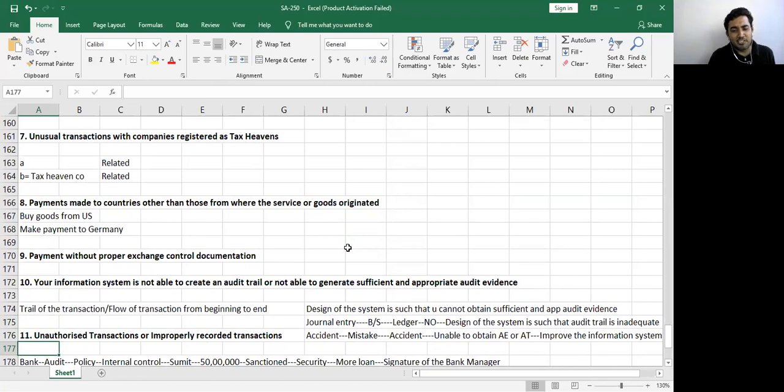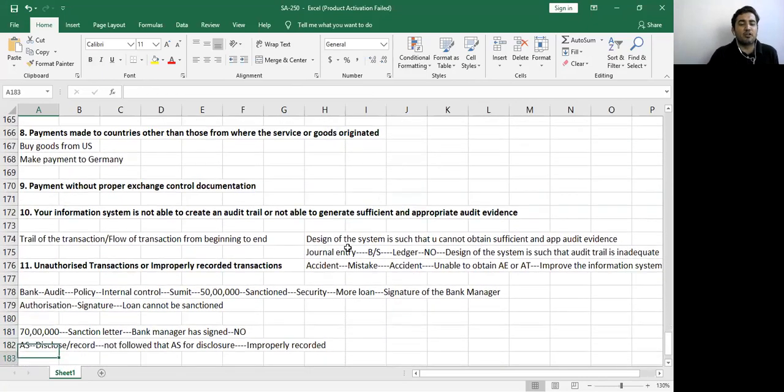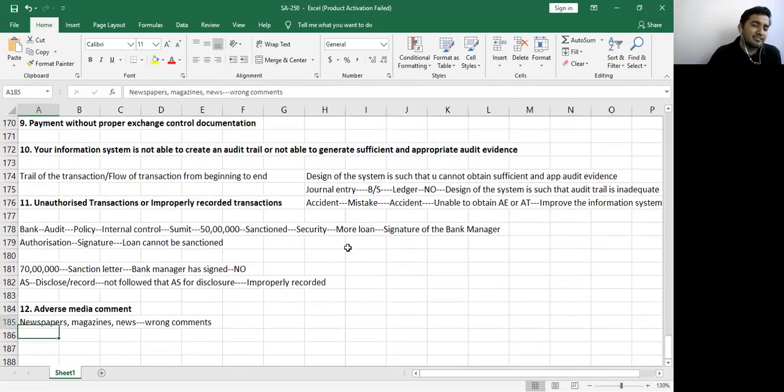And if the transaction is not recorded properly, if it's not disclosed properly as per the accounting standards, then again, that indicates non-compliance. Not only accounting standards, if there is non-compliance with any law, that will again indicate non-compliance. And finally, you have adverse media comments. If you find adverse comments in the newspapers, in the media, in the magazines, in the social media, which means everyone will not give you a false statement. If there are such adverse media comments, definitely there is something wrong in the organization.